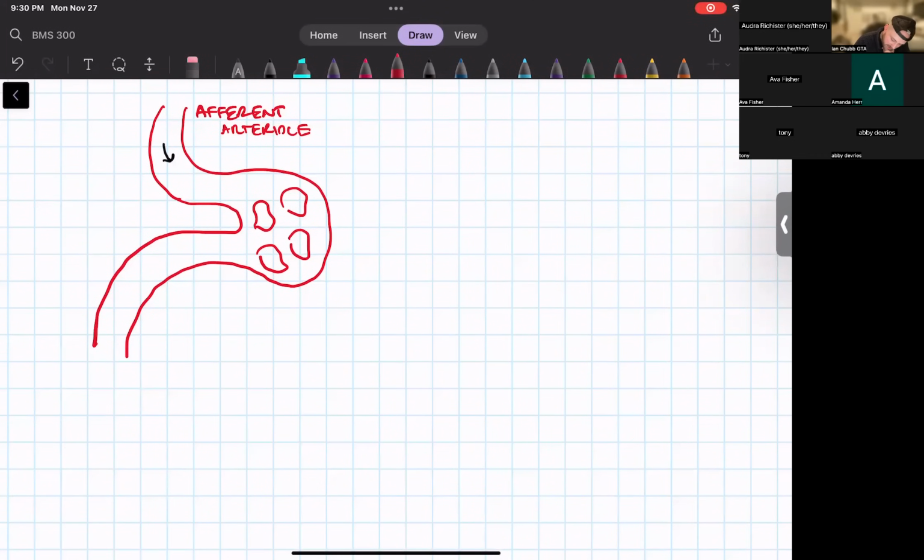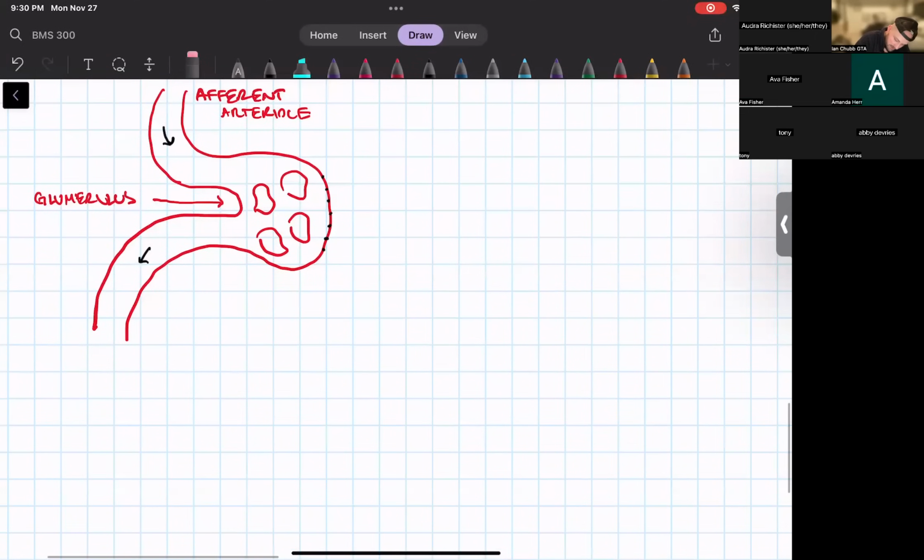From here, we have a specialized capillary. This is called a glomerulus. This is where the blood is actually being filtered out. So the glomerulus will actually have some bigger gaps between the cells, which we call fenestration, or fenestrated. Fenestrated meaning window. So it has a little bit more of a gap so that fluid can actually be pushed from the blood into the nephron. And we're not trying to squeeze through a tight gap. And then we have our efferent arteriole, which is where the blood has now been filtered. So now we're going to have filtered blood.